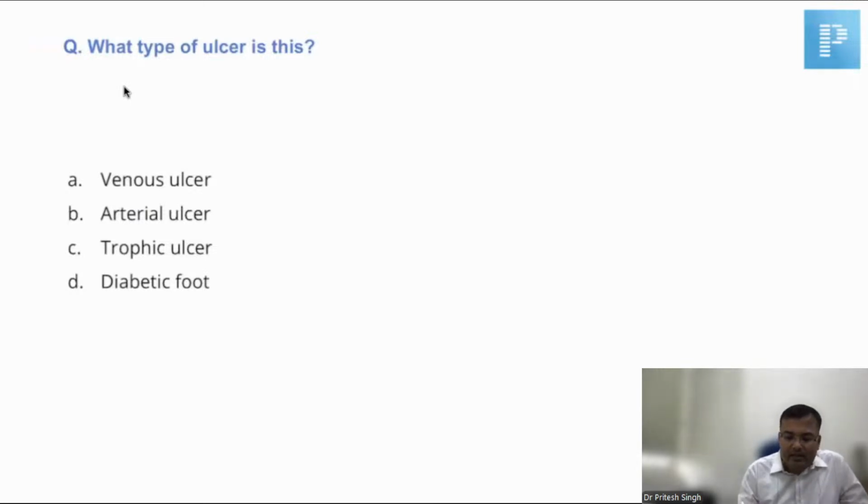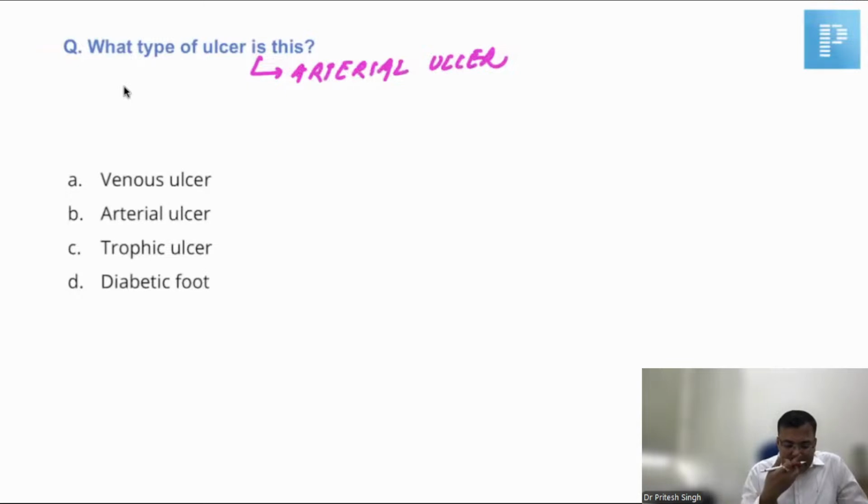Next, what type of ulcer is this? What kind of ulcer? Somebody was telling me that, sir, it was arterial ulcer. There was an image of arterial ulcer. Can you tell me the location? What was the location of that arterial ulcer?